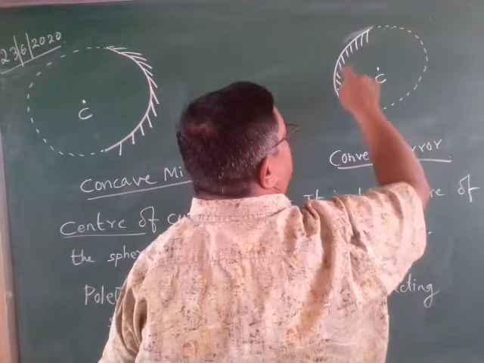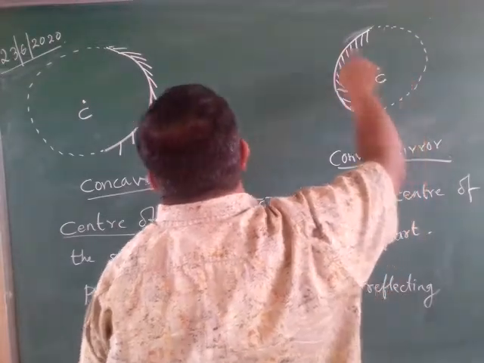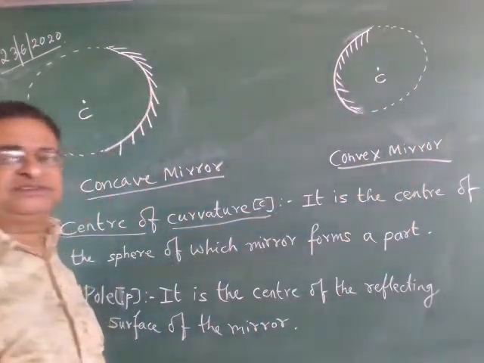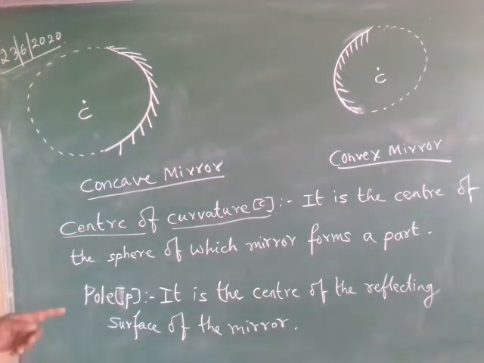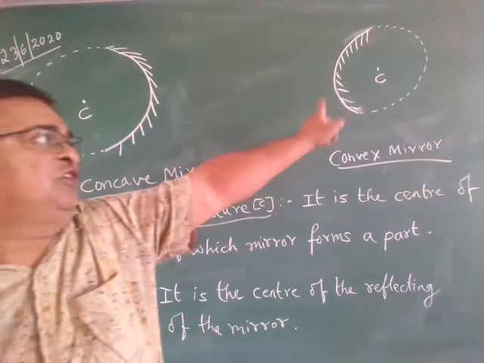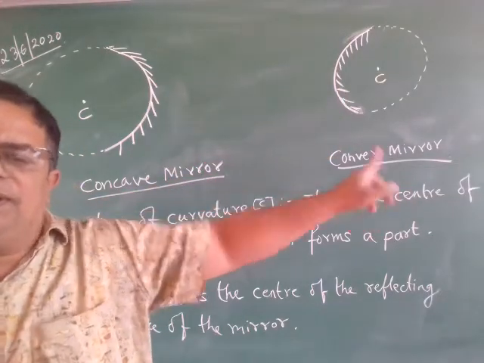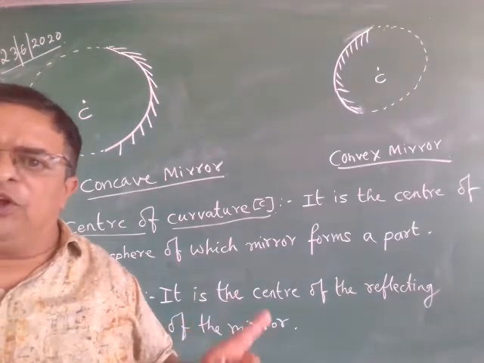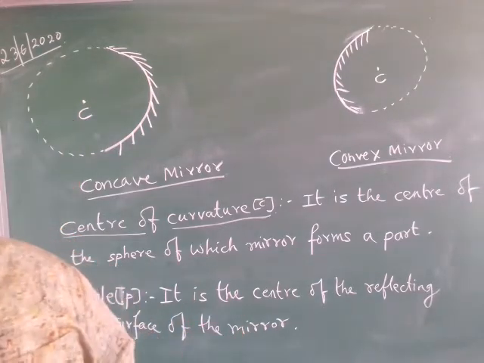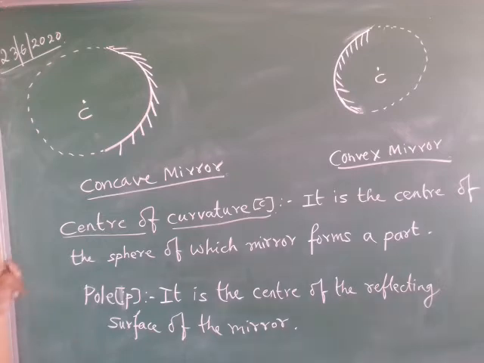So the center of curvature for a convex mirror is here, and for a concave mirror it is here. You can see the center of curvature for a concave mirror is in front of the mirror, whereas the center of curvature for a convex mirror is behind the mirror.